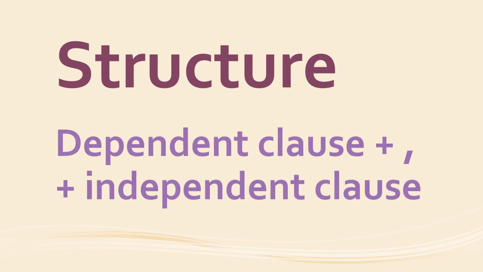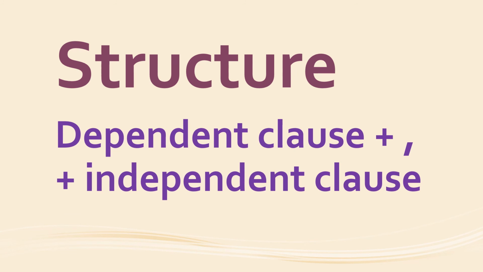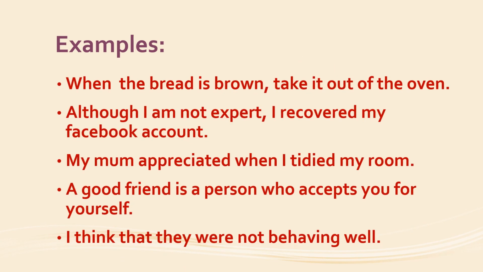Now, what is the structure of a complex sentence? Dependent clause, then we add comma. You can see here, then we add comma. Then there is an independent clause. Examples are: when the bread is brown, take it out of the oven. When the bread is brown is a dependent clause. Take it out of the oven is an independent clause.